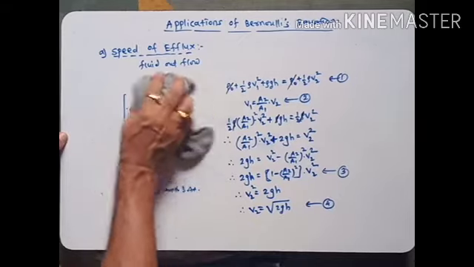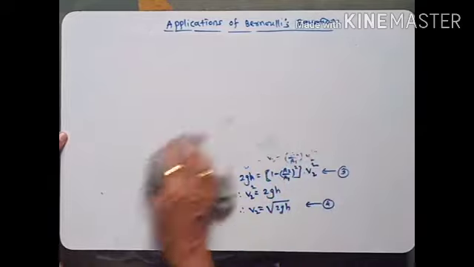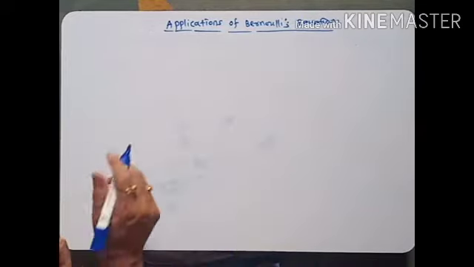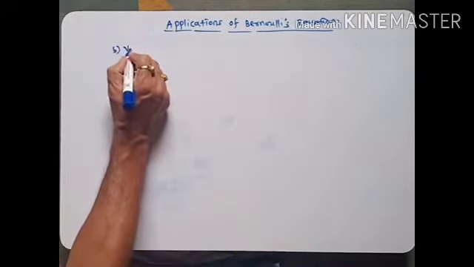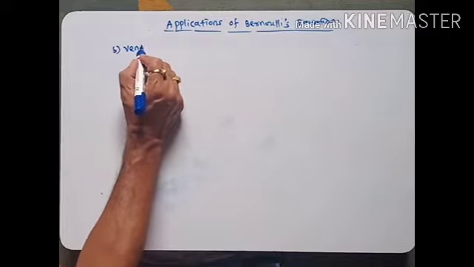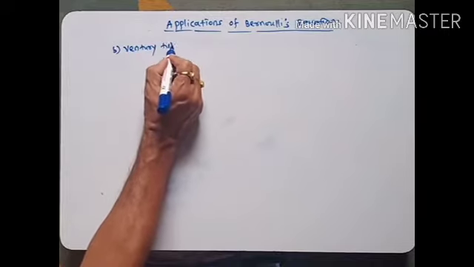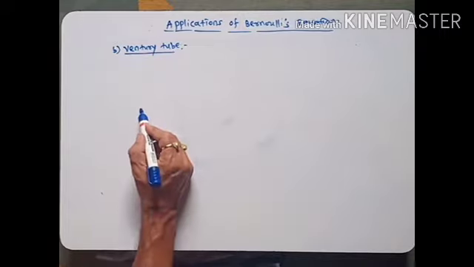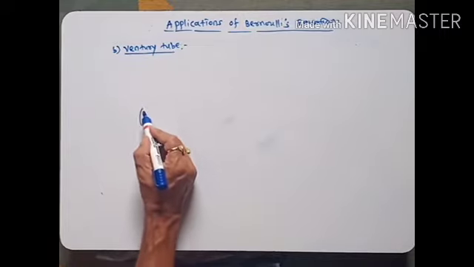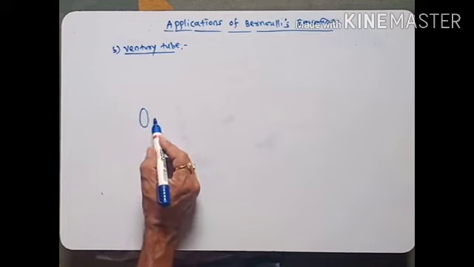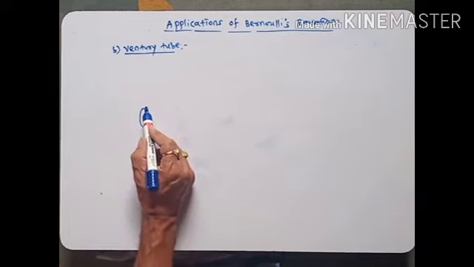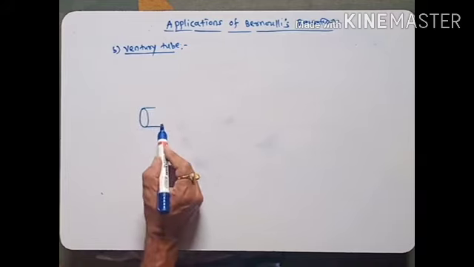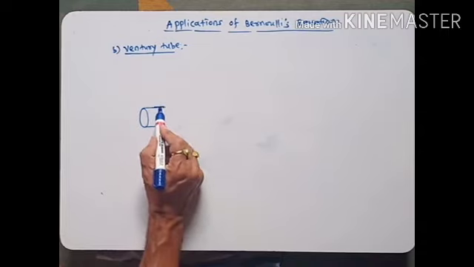Now we consider the second application, B, the Venturi tube. Suppose this is the diagram. This is a tube, and through this tube liquid flows. Here the area of cross section is the same.